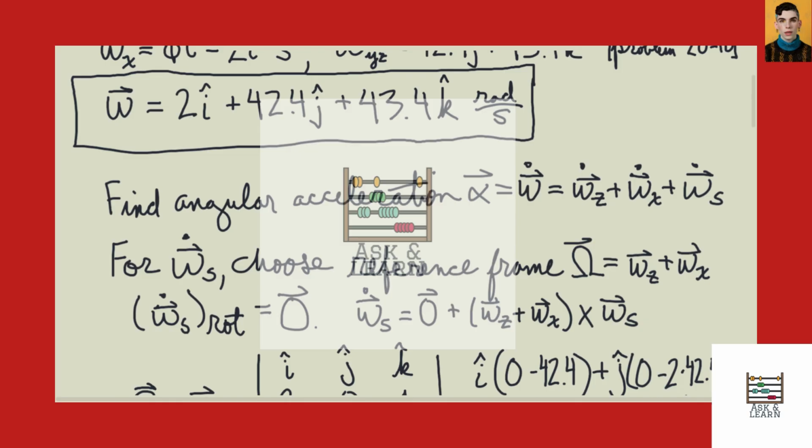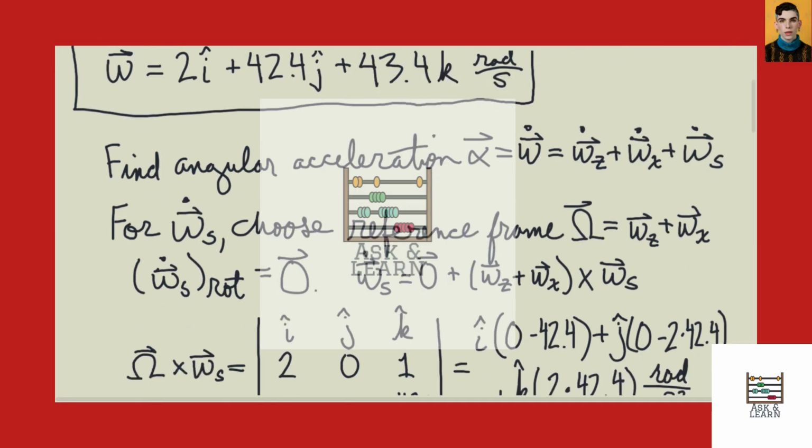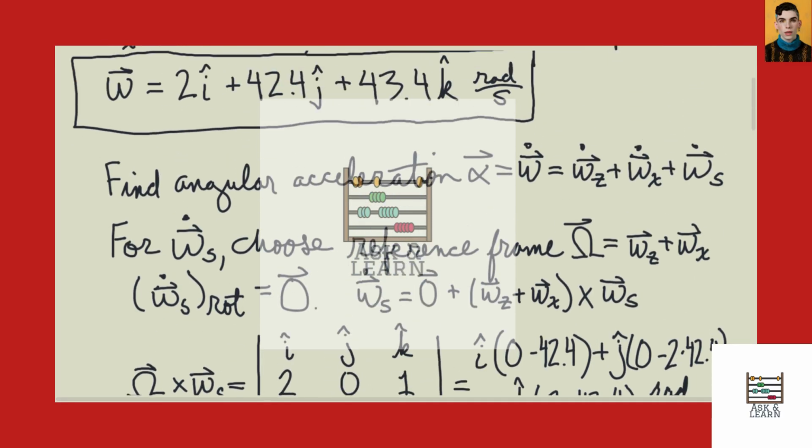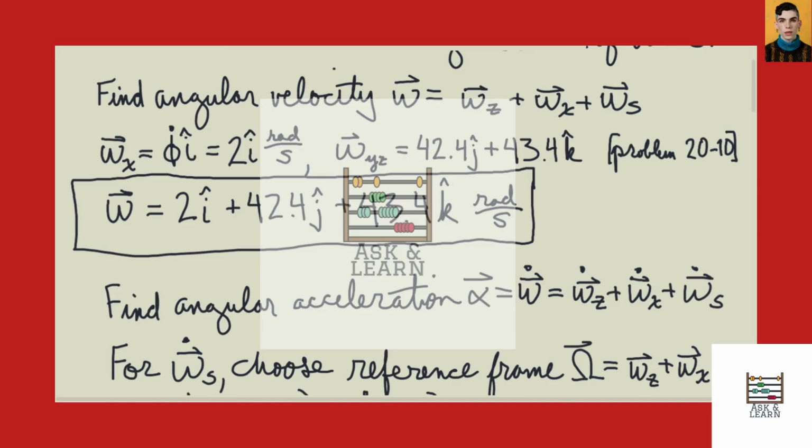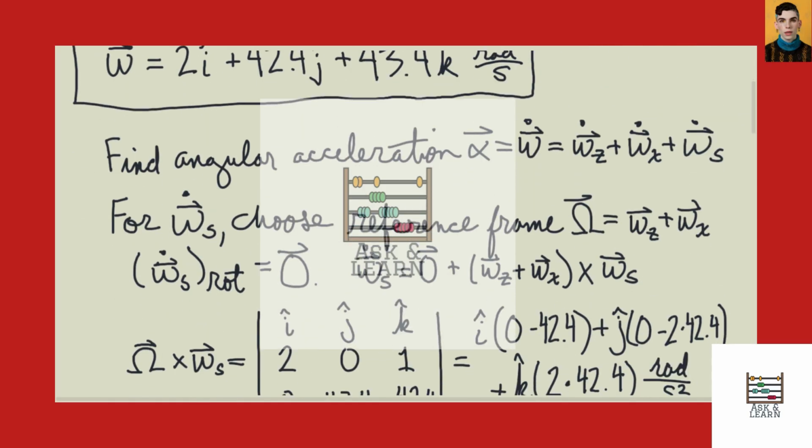We can choose a reference frame for which that angular velocity, omega s, stays in constant direction. For that, the frame vector capital Omega equals vector omega sub z plus vector omega sub x will satisfy that criterion. We're also given that the angular velocity magnitude of the fan blade in that rotation, in that frame, does not change with time. It stays constant.